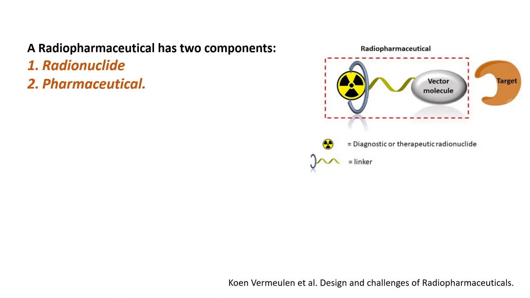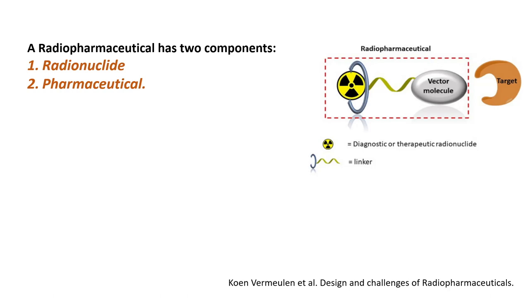Now let's spend some quality time understanding the architecture of the radiopharmaceutical. We can see from the pictorial diagram that the radiopharmaceutical has two components: the radionuclide or radiometal, and the vector molecule or the pharmaceutical, and this vector molecule is specific for a defined target or a defined biological process. And we have linked this radiometal to the vector molecule in such a way that wherever the vector molecule goes, it takes along the radionuclide with it.